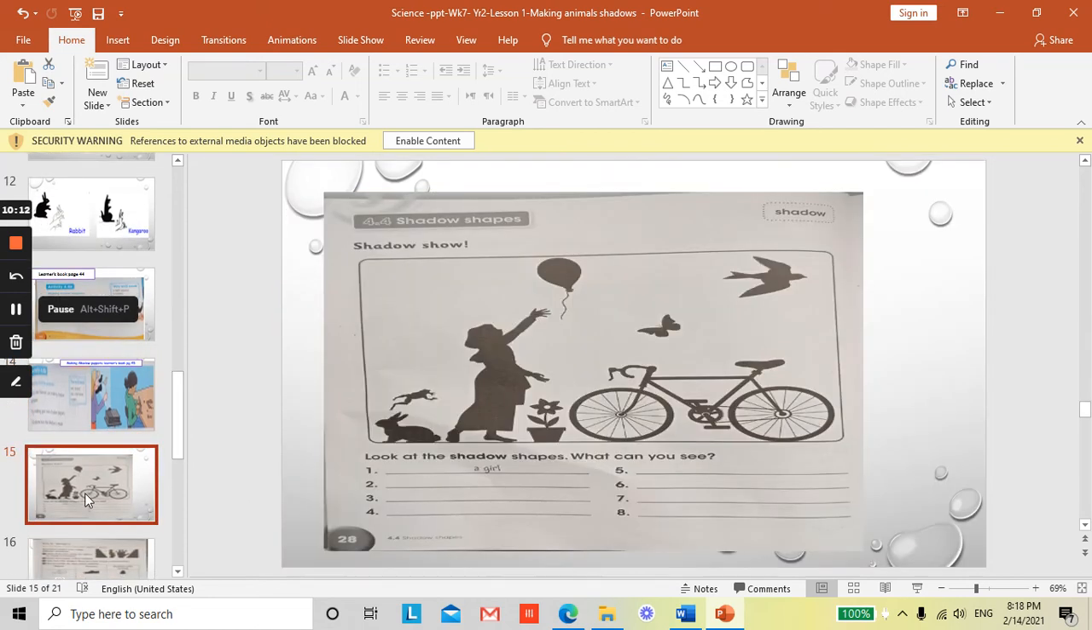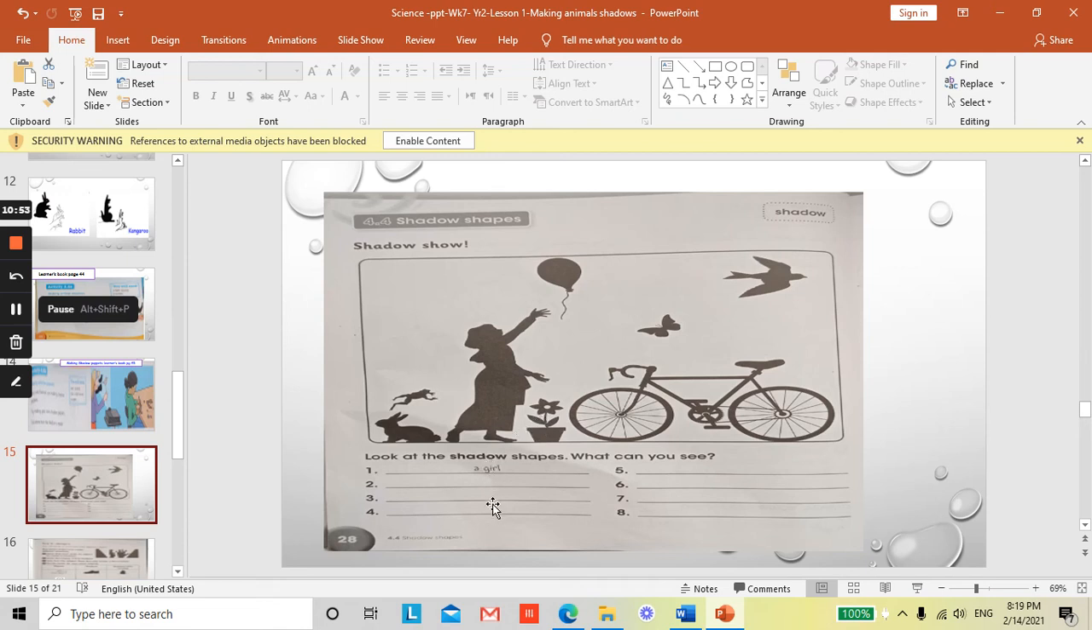After that, we have an activity to do in our skill builder. It is skill builder page 28 and 29. Here, shadow show. Look at the shadow shape. What can you see? I can see a girl here. I can see a rabbit. I can see a frog. There's a bird here, a butterfly. We have the bicycle. We have the flower.